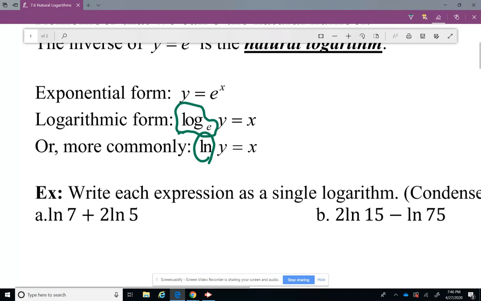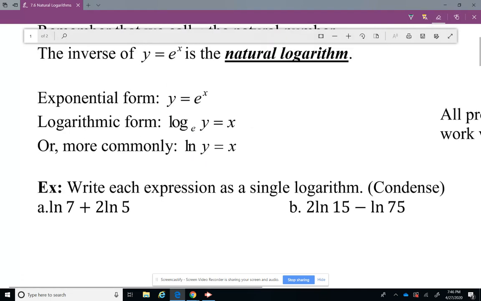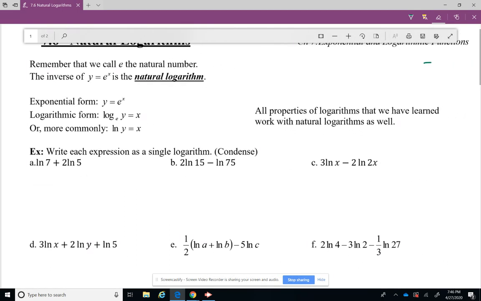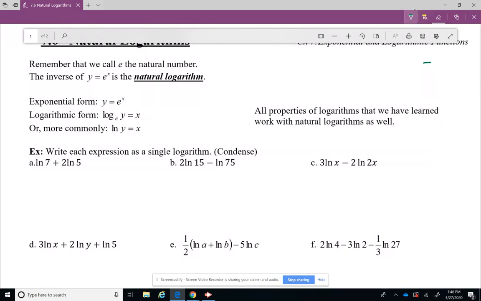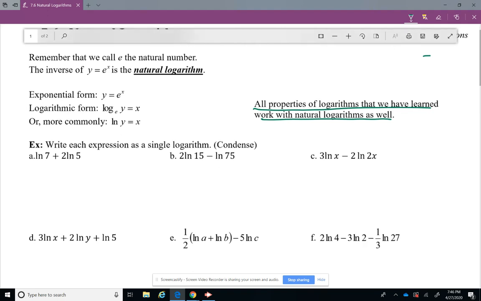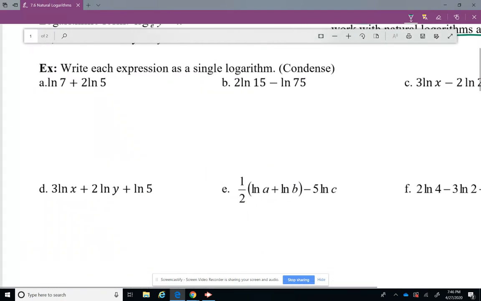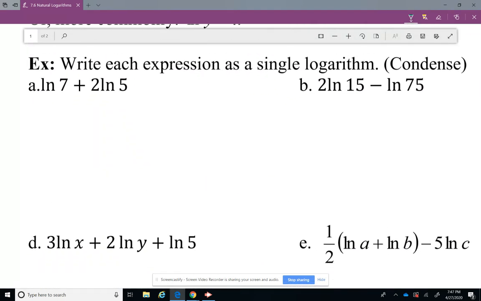All right, so there's three different ways you could actually write this natural logarithm. And all the properties that we've already used for logarithms, we're going to work the same way with a natural log. So that's what you're going to find out. If you felt pretty good about 7.5, because logs are totally new in Algebra 2, then you're probably going to feel pretty good about this. All right, let's go ahead and go to the first one.